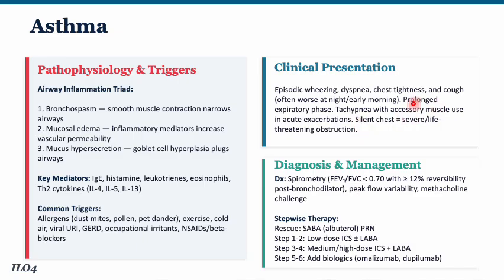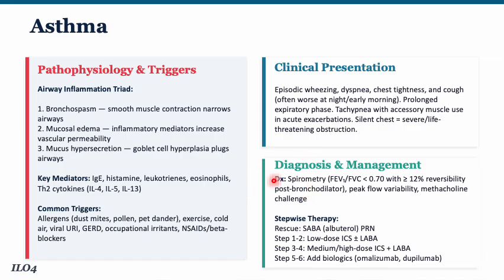When you listen to them on exam, they'll have a prolonged expiratory phase. There may be a little tachypnea, and you could also see them using accessory muscles on acute exacerbation. If you have a patient that is in crisis and they have a silent chest, meaning you don't see any air moving, that's severe, life-threatening. You need to protect their airway.